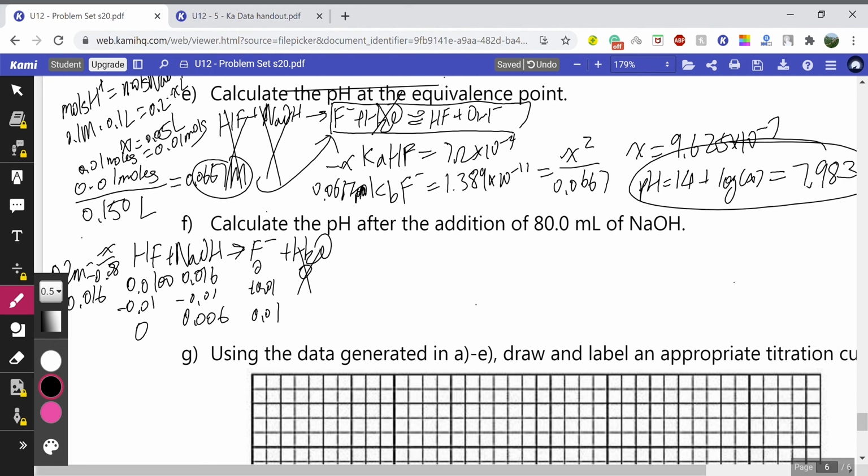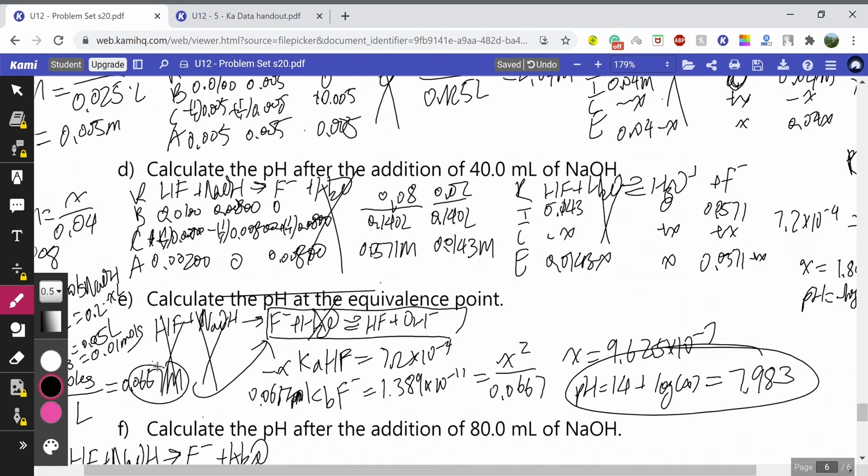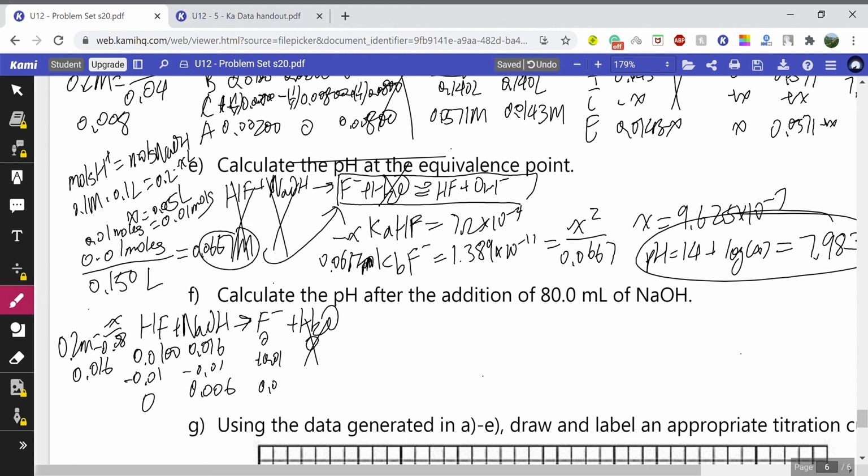Now, because we don't have any HF left over to do the second part of the chart, HF plus OH minus, we're going to simply use what we have. NaOH, that number of moles, will be our moles for OH minus, because the Na doesn't really count in this reaction. Na is going to be a spectator ion. So it's going to be OH, and this is our concentration of OH minus. This is moles of OH minus.